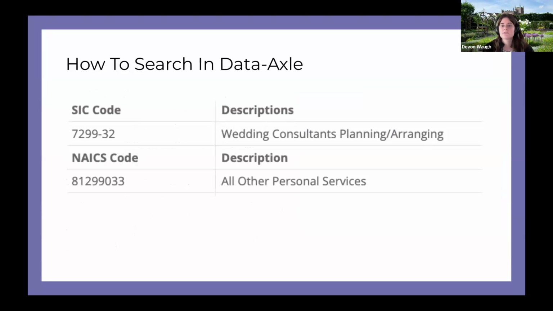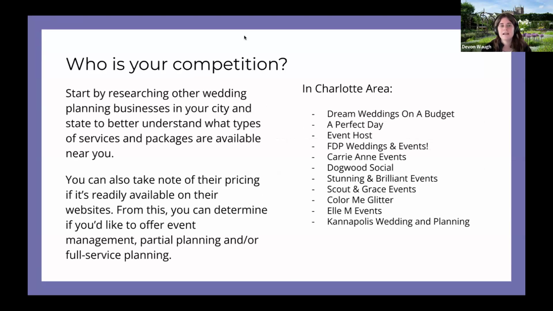So in terms of searching for wedding planning businesses in Data Axle, the SIC code is specific, whereas the NAICS code falls under all other personal services, which can be very broad. I'll show you how to look for that.